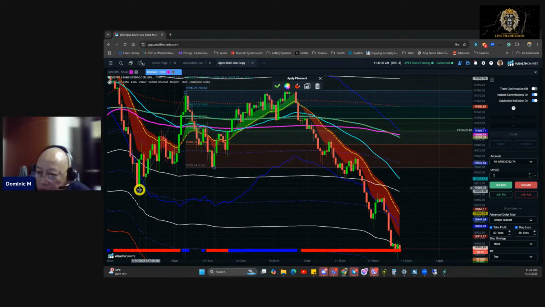I'm going to see if I can copy this template for the charts that I have, to make it easier for you guys. Oh, here we are. There.